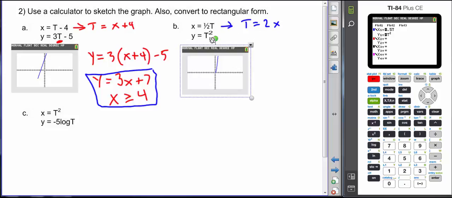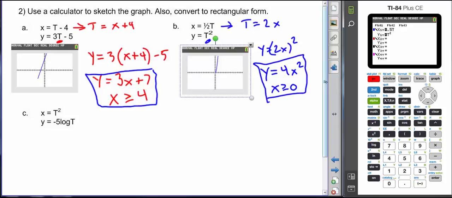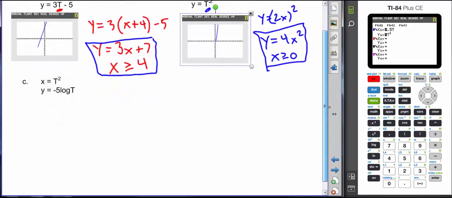And then I can plug that value in for t right there. So y is 2x quantity squared, which we'd probably want to go ahead and clean up and make 4x squared. Again, with the restriction, this time it's x greater than or equal to 0. All right, how about this? This one has a logarithm. It might scare you a bit, but I think you can handle it. So do part C on your own.